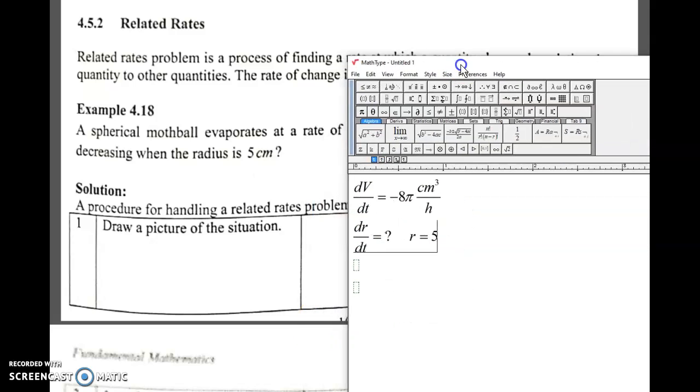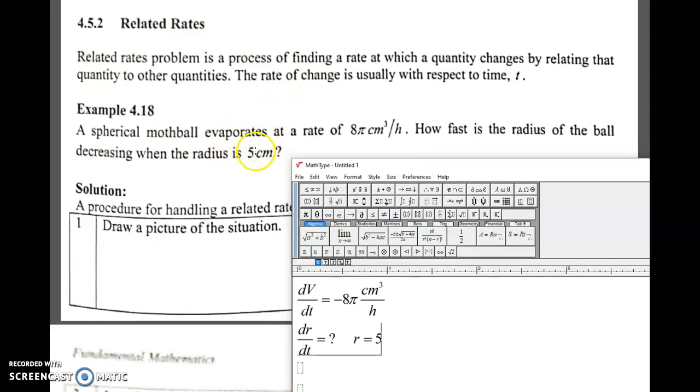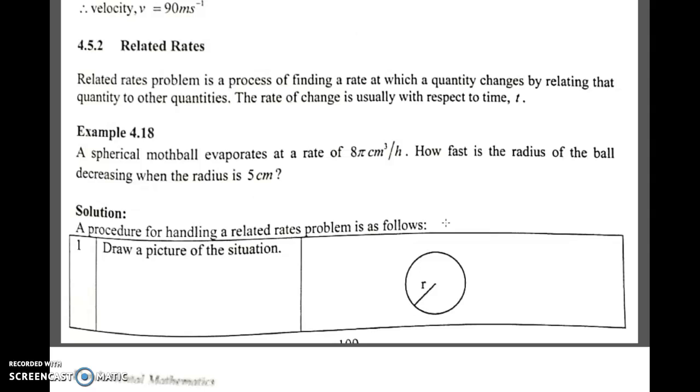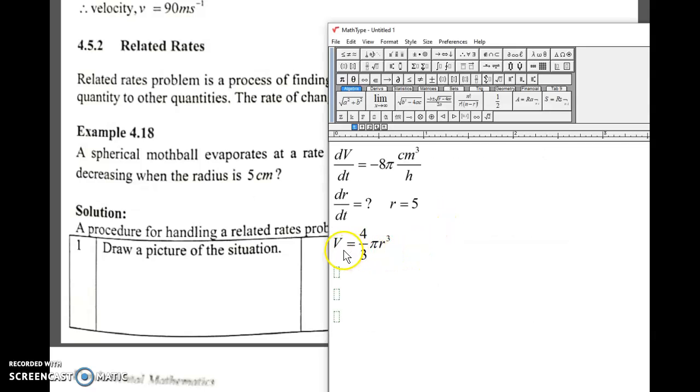Alright, so when it comes to applications that involve shapes like this, now a spherical mothball, we all know that the shape is sphere-like. It is not a circle, it is a sphere, because it is 3D. So of course, to measure its volume, you will need to look at the formula for the volume of a sphere, which is this. So let's do that. Okay, this is the volume.